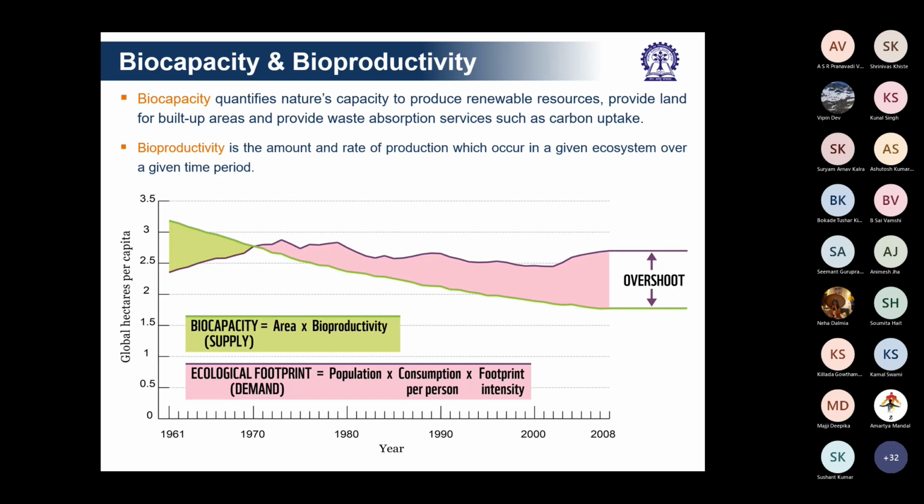Now, bioproductivity, on the other hand, is basically the amount and rate of production which occur in a given ecosystem over a given time period. So biocapacity acts as an ecological benchmark against which the ecological footprint can be compared. So biocapacity is basically area times the bioproductivity, and it quantifies and acts as an ecological benchmark against which the ecological footprint can actually be compared.